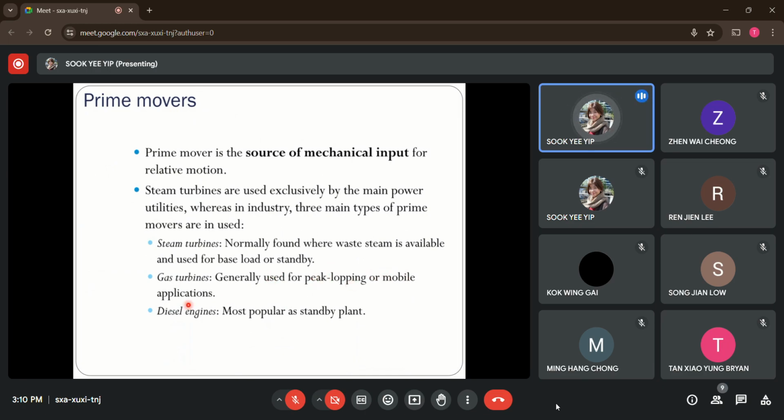So this indicates that is the application with much smaller amounts of power generation. And third one, we could have a diesel engine as well, or you call it a diesel power plant. This diesel power plant is very popular, serving as a standby power plant for the main power generation stations. Usually the standby is coming from the diesel engines. It is also known as auxiliary power plants.